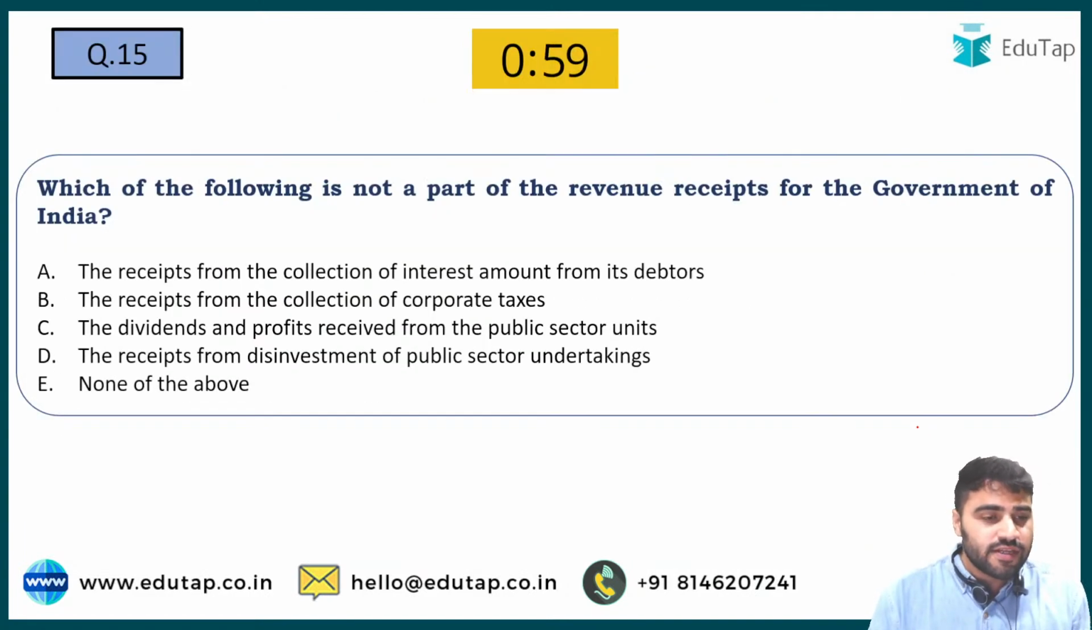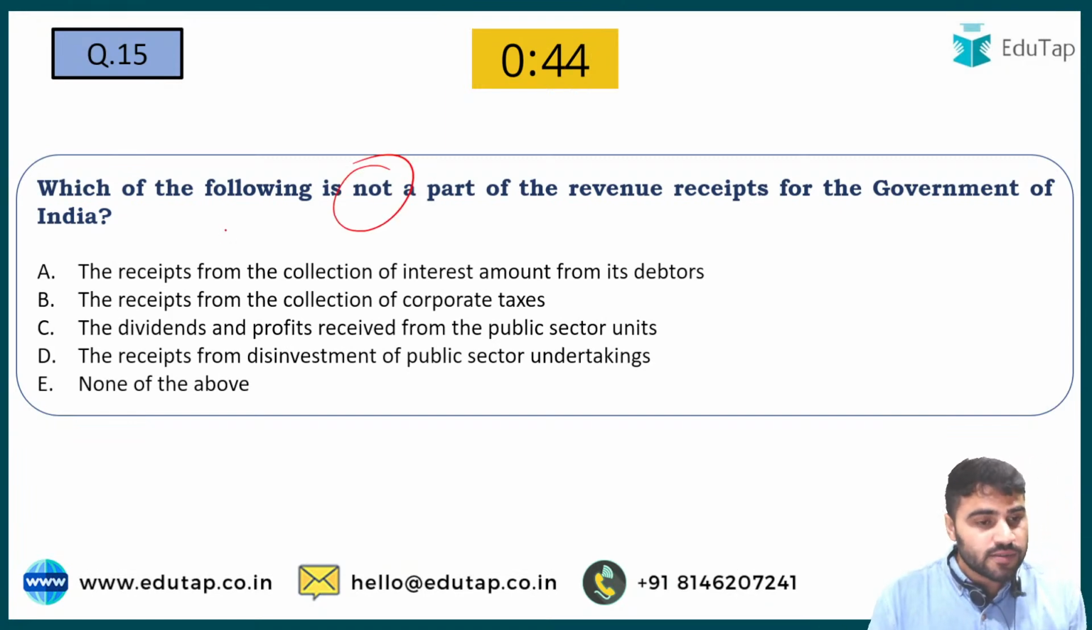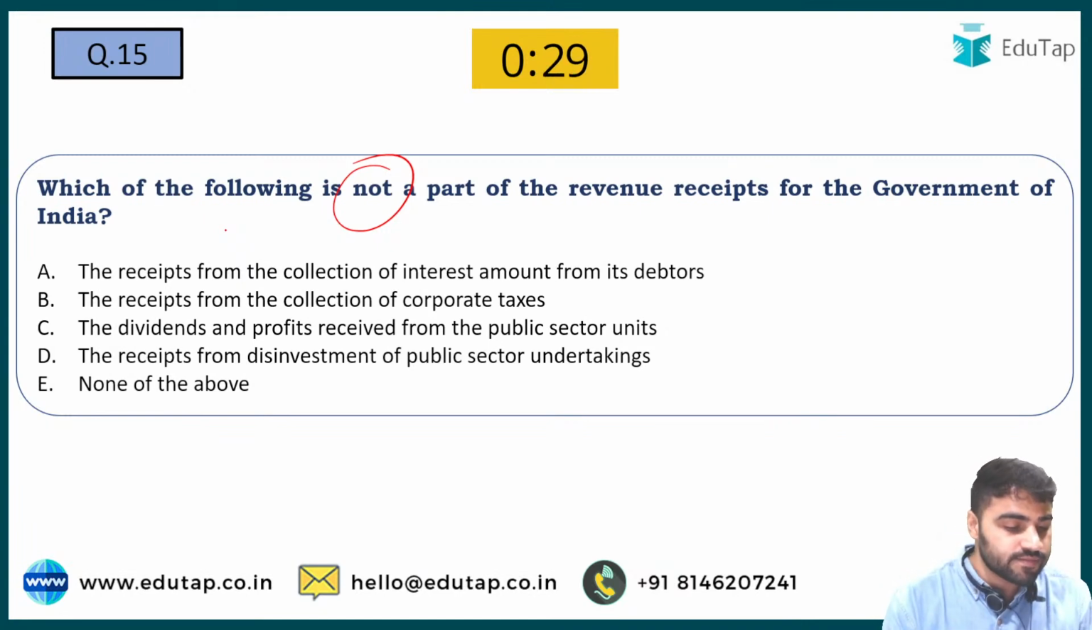Now guys, question number 15. Which of the following is not a part of the revenue receipt for the government of India? Questions related to capital receipt we have just read. Now we are talking about the revenue receipt, and the question is about the incorrect statement. You have to read the question carefully. Your options are the receipts from the collection of interest amount from its debtors, the receipts from the collection of corporate taxes, the dividends and profits received from the public sector units, the receipts from disinvestment of public sector undertakings, or none of the above. So which of the following is not a part of the revenue receipt of the government of India?